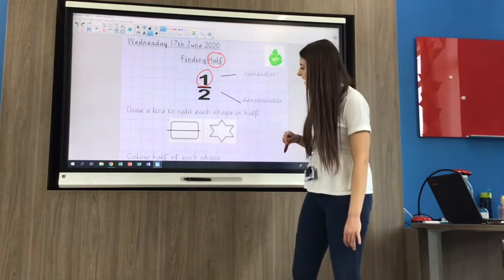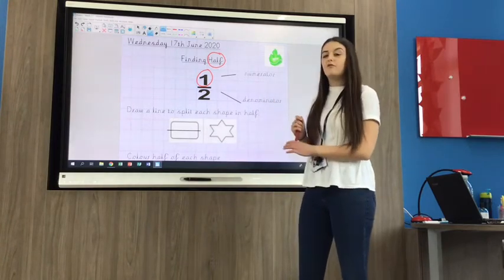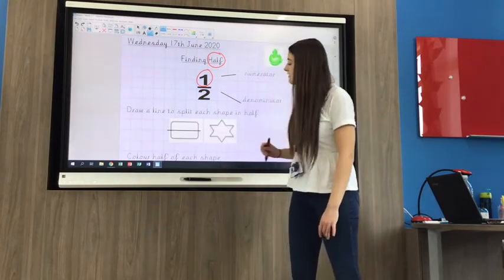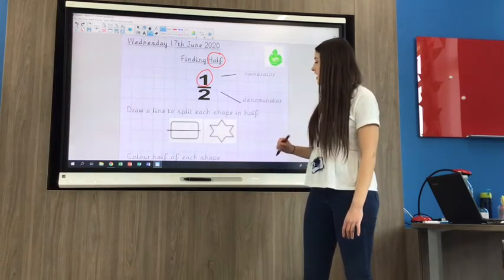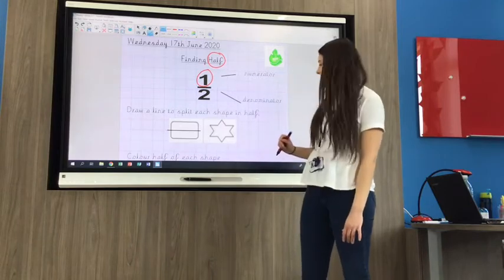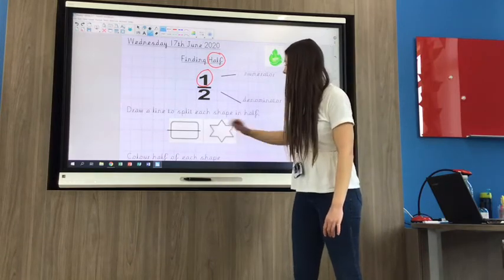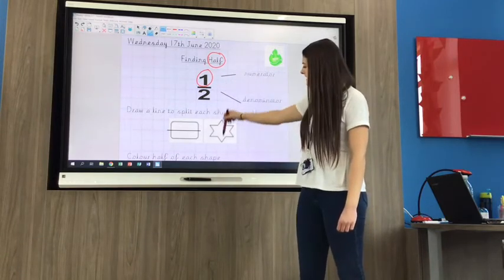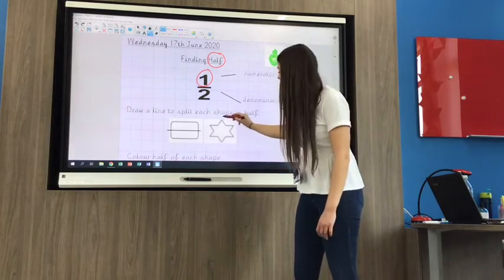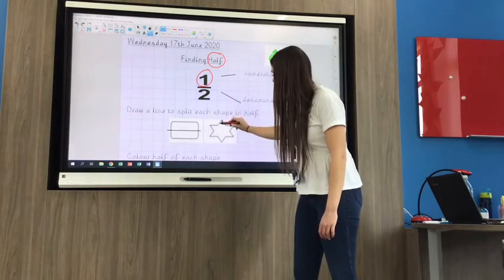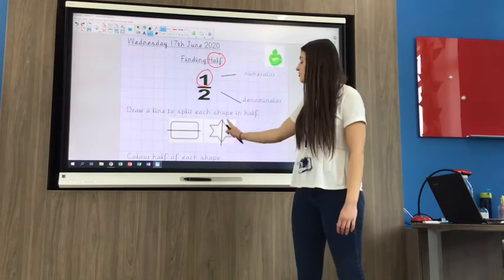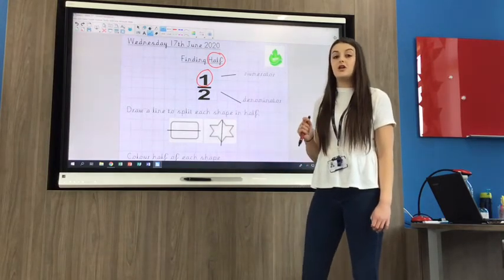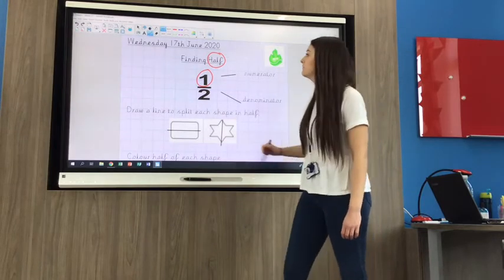Now looking at that, I needed to be a bit more careful with my measurements to make sure they were completely equal, so you can take your time. Now this star is a bit easier to do because actually I'm not going to go horizontally with this one. I'm going to go down, go vertically, because I can match up the points. So I can go straight down the middle from that point to that point. And now I've got 2 equal groups. I've split that shape in half down the middle.